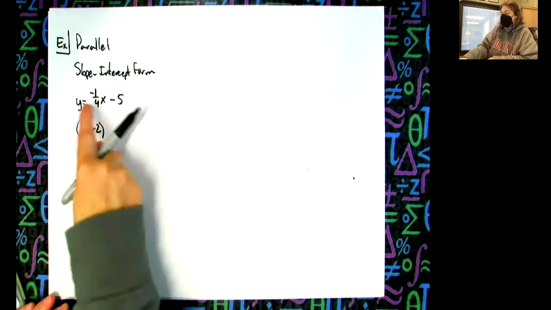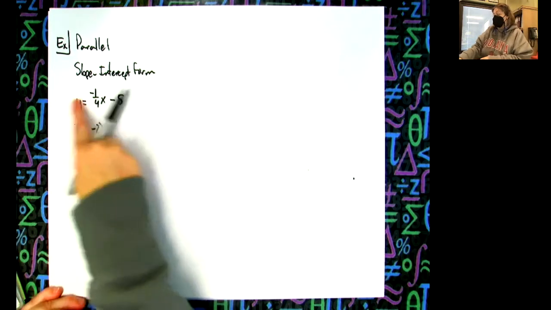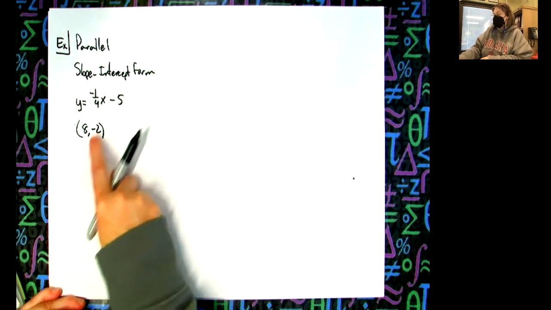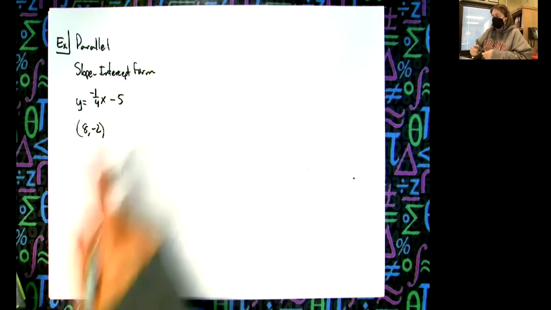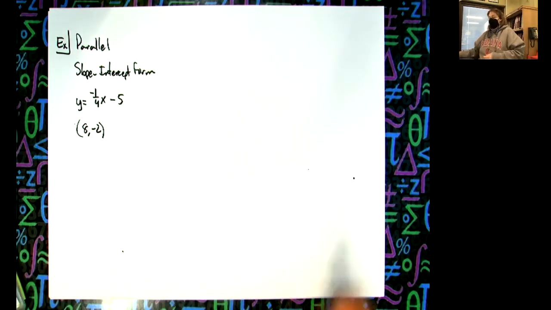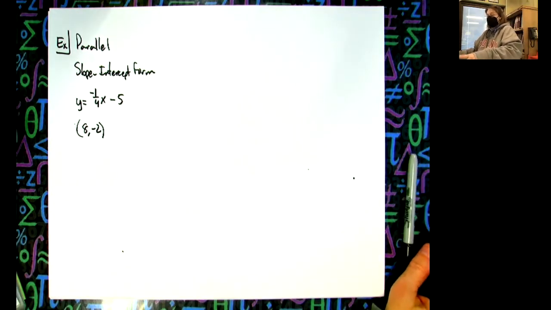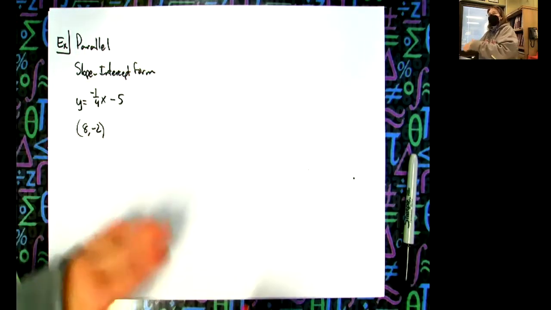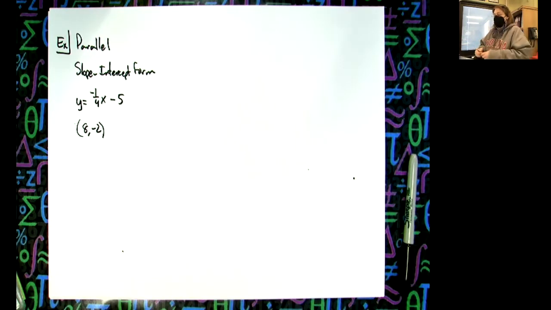Okay, now I want the line that is parallel. I want the equation of the line that's parallel to this line, goes through this point, and is final answer in slope-intercept form. Now, what's the easiest way to start with? The easiest form always to start with is point slope. Okay, always. I don't care what my final form needs to be in. I always want to start in point slope because those are the two things I'm going to know.